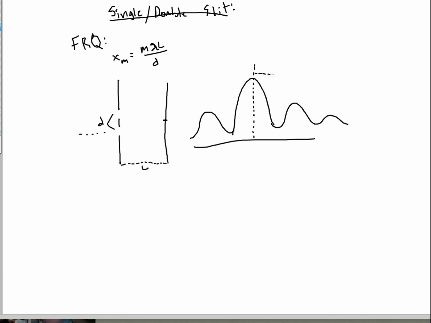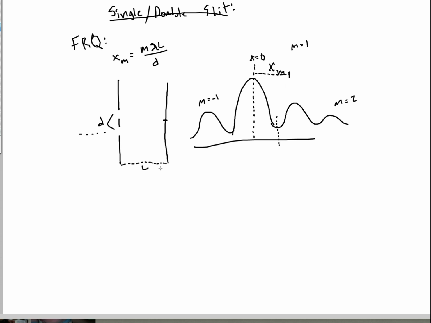Now, the key here is if you're asked to graph this type of problem, this distance right here is x_m, and this is the first constructive interference to take place. So this would be where m equals 1, this would be m equals 2, and then here is m equals -1, and so on and so forth, because right here x equals 0. And so what you're doing is you're calculating the distance between the successive constructive interferences. Now, to graph this, halfway between is where you put your destructive interference. And again, this is for a double slit.